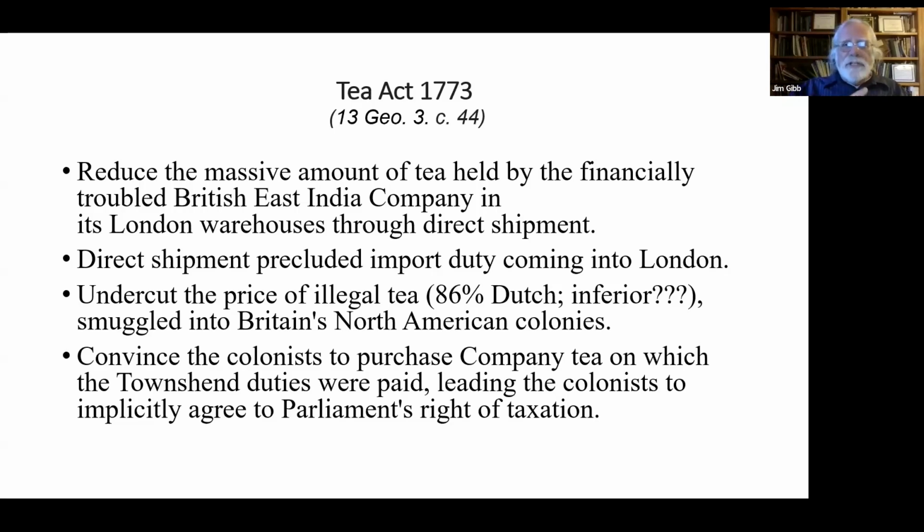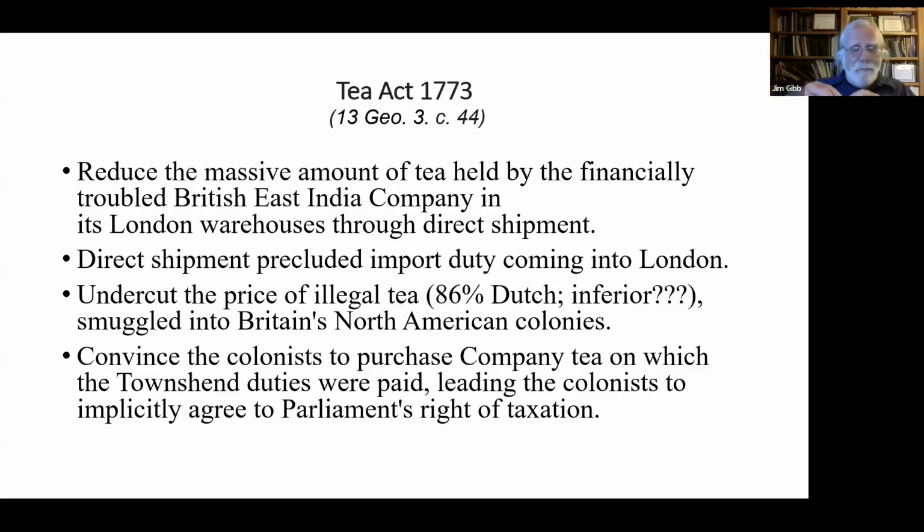This law allowed the British East India Company, and only the British East India Company, to ship directly to the American colonies. So they didn't have to pay that import duty in London and thereby bring the price down to where they were competitive with the smuggled tea. And one of the things the law tried to do is convince colonists to buy company tea.